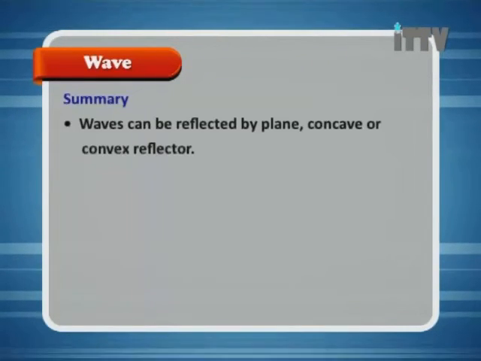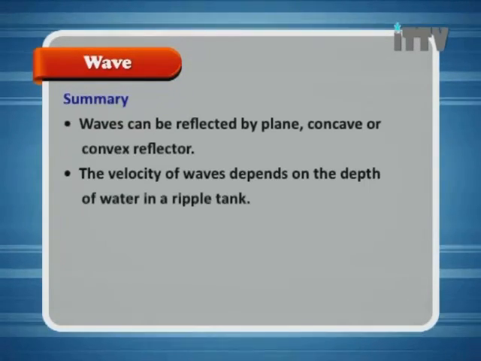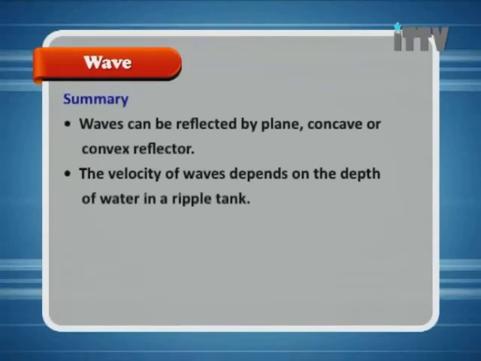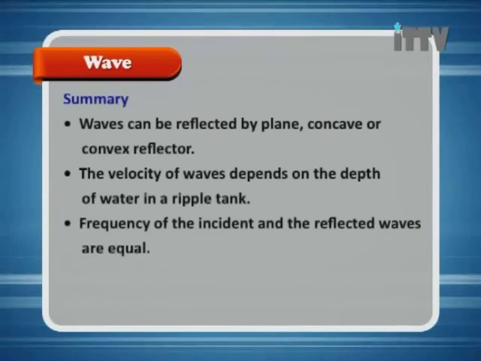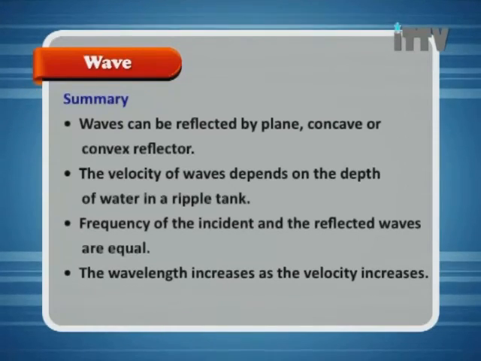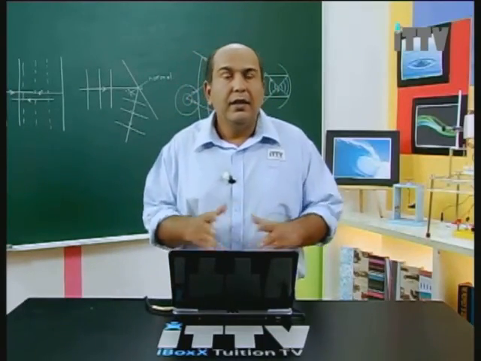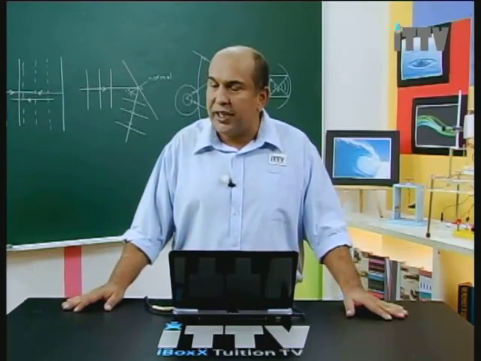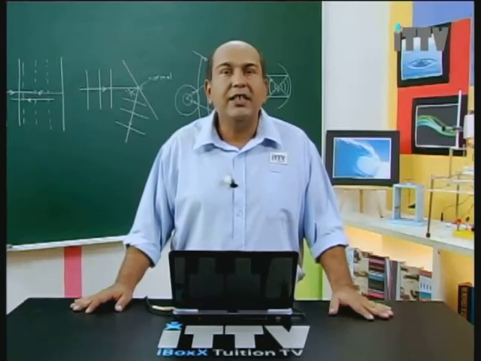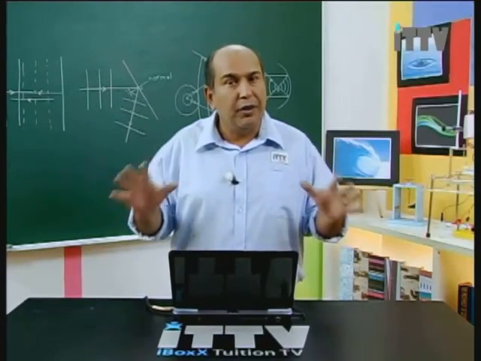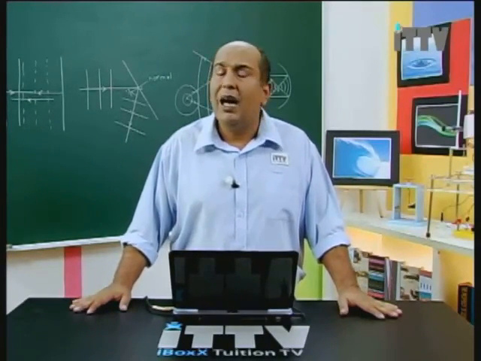Summary. Waves can be reflected by plane, concave or convex reflector. The velocity of waves depends on the depth of water in a ripple tank. Frequency of the incident and reflected waves are equal. The wavelength increases as the velocity increases. The wavelength and velocity are linked together. If your velocity changes, your wavelength will change. But remember, the only way to change these things, the velocity or the wavelength, is by changing the depth of water. So during reflection, velocity, wavelength, frequency, and the amplitude are unchanged.